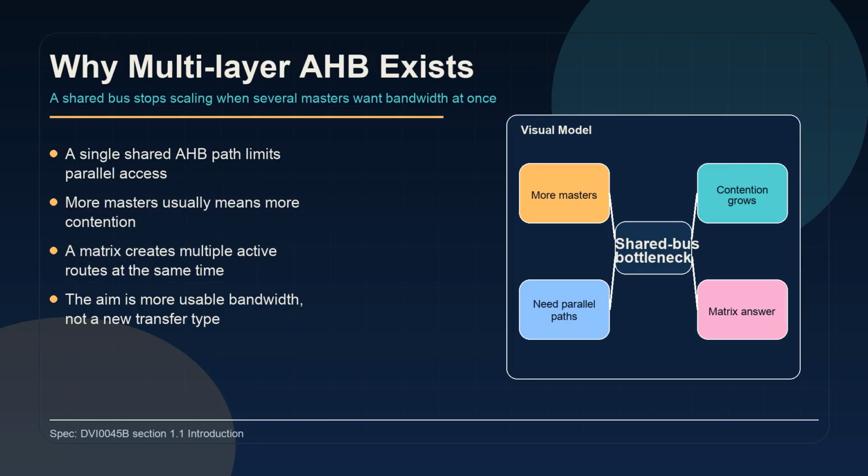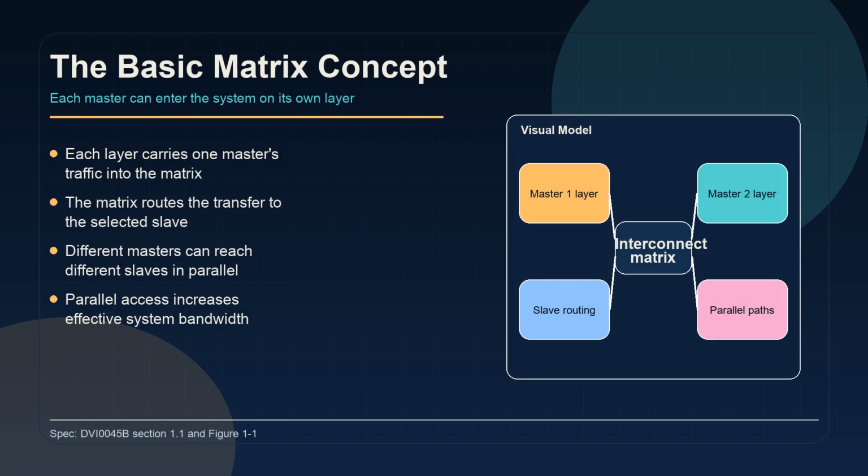The motivation is straightforward. A shared AHB bus works well until several masters need real bandwidth at the same time. At that point, the bus becomes the bottleneck. Multi-layer AHB answers that by creating parallel access paths through an interconnect matrix while still reusing the familiar AHB transport model. The basic picture is simple.